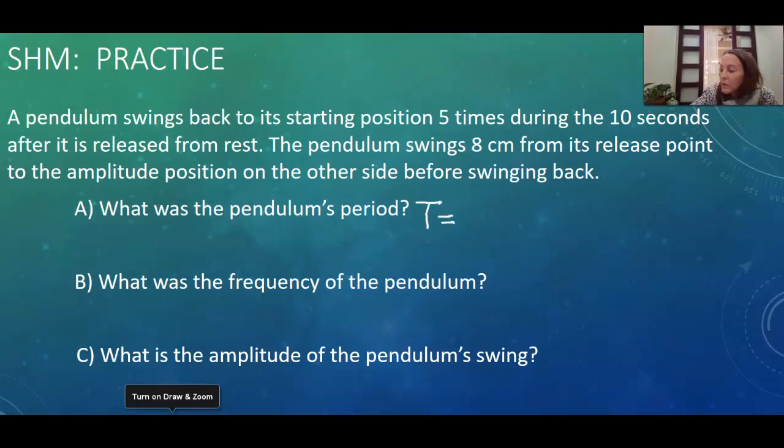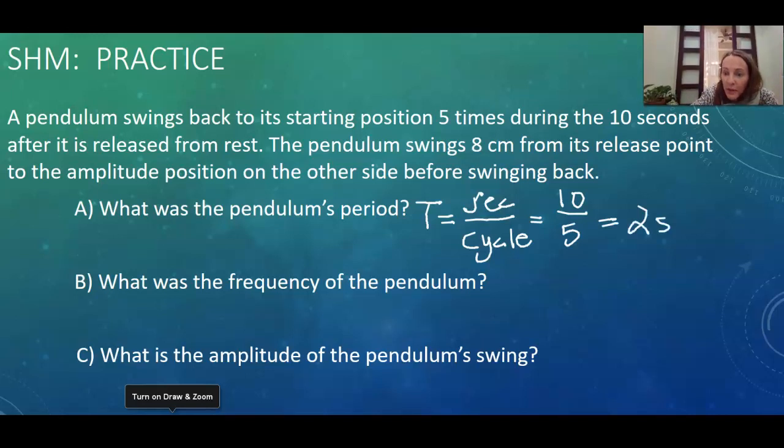So period T is equal to seconds divided by cycle. That was 10 seconds in five cycles. So that meant it took the pendulum 2 seconds to get from its highest amplitude to its other highest amplitude and back again.